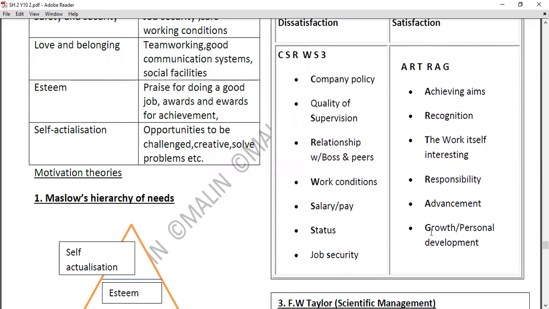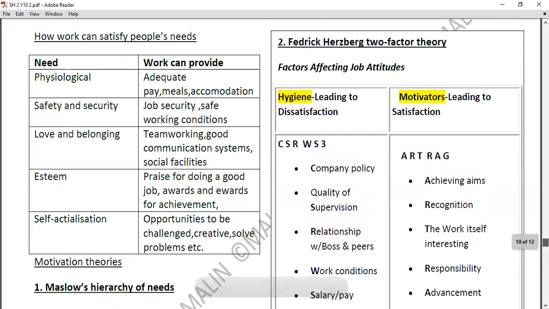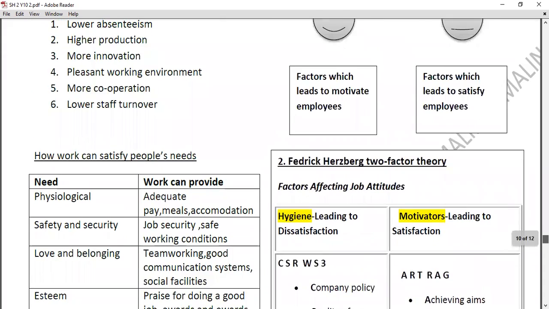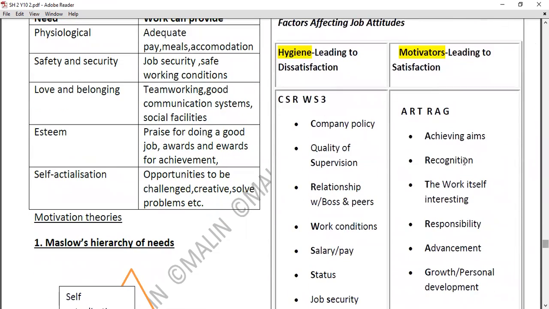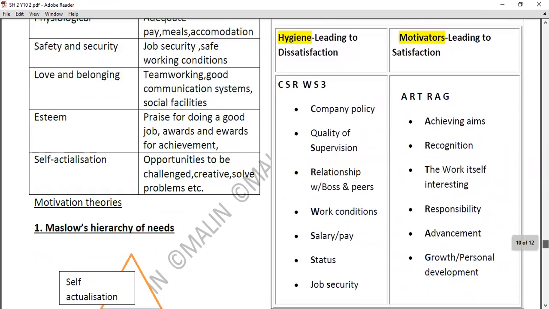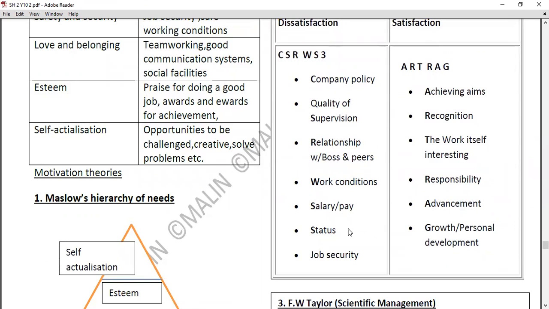CSRWS3. So you can see this phase, hygiene factors. These factors you can see like this phase. Factors which lead to satisfying the employees, these are the motivator factors. We can talk about the factors leading to satisfaction, which we call ART TRACK. This mnemonic code can be used: ART TRACK, achieving aims, recognition, the work itself being interesting, responsibility, advancement, and growth. The same thing you can see in your textbook also.